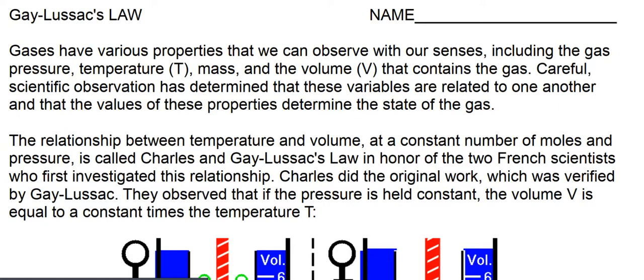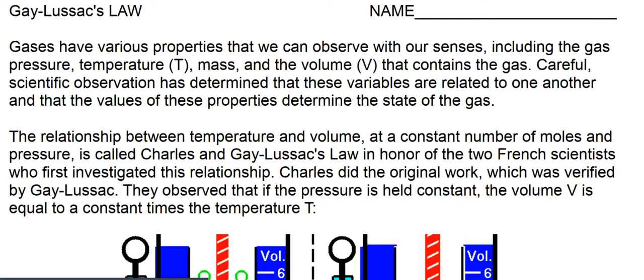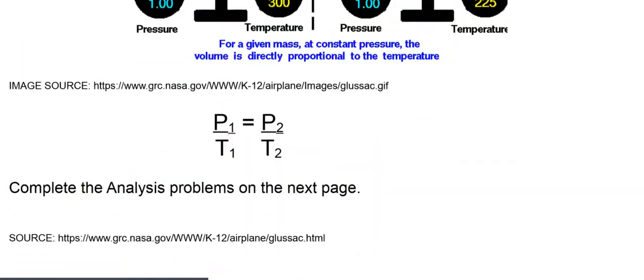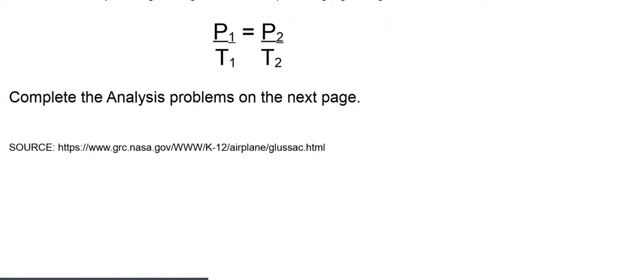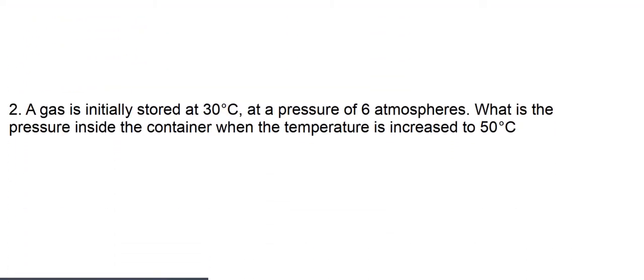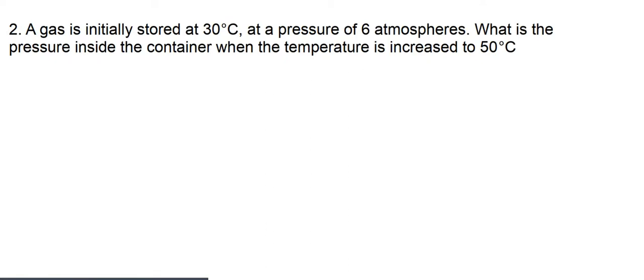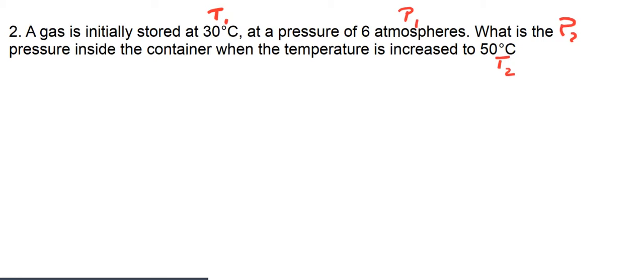So we're going to be working on today Gay-Lussac's law, which is similar to Boyle's law, which we worked on before. And it basically says that pressure 1 is proportional to temperature 1 and pressure 2 is proportional to temperature 2. So the way that we're going to work on that is we're going to solve this problem. And here we have temperature 1 and we have pressure 1 and we have temperature 2 and we're trying to find pressure 2. So the way that we work on that is by reworking the formula.